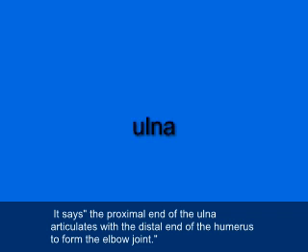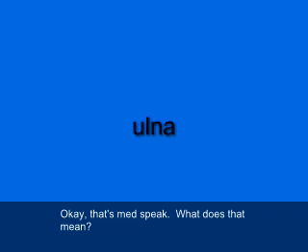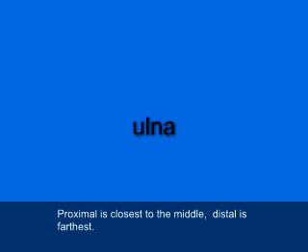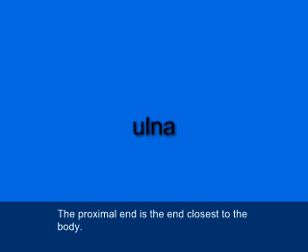It says the proximal end of the ulna articulates with the distal end of the humerus to form the elbow joint. Okay, that's med speak, right? What does that mean? Well, it's meaning that proximal is the end of the ulna. That's what, closest to the middle of the body, right? Proximal is closest to the middle. Distal is farthest. The proximal end is the end closest to the body.